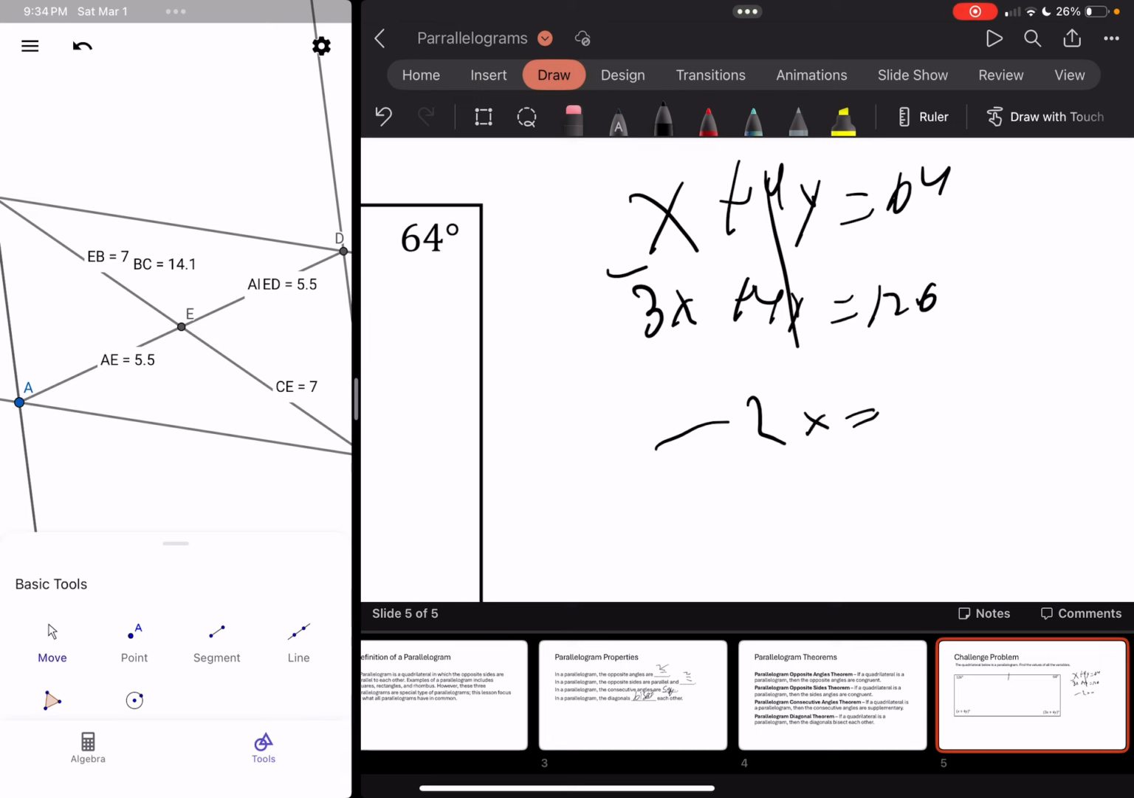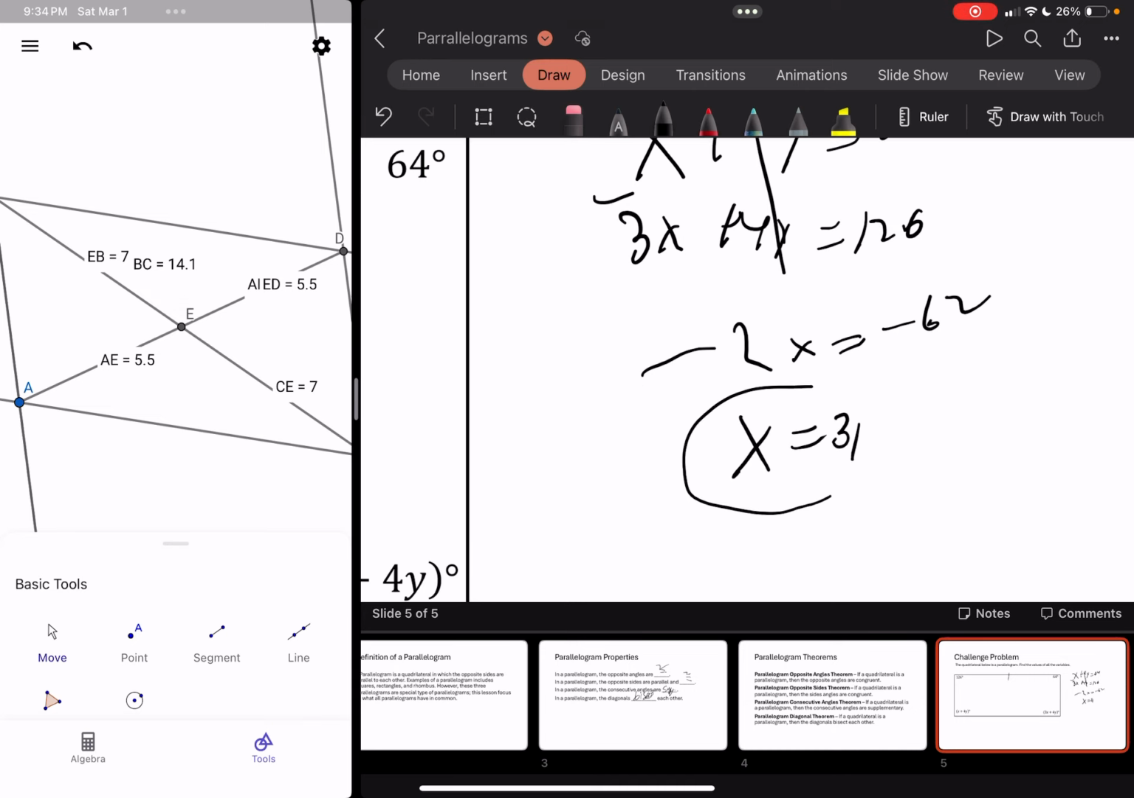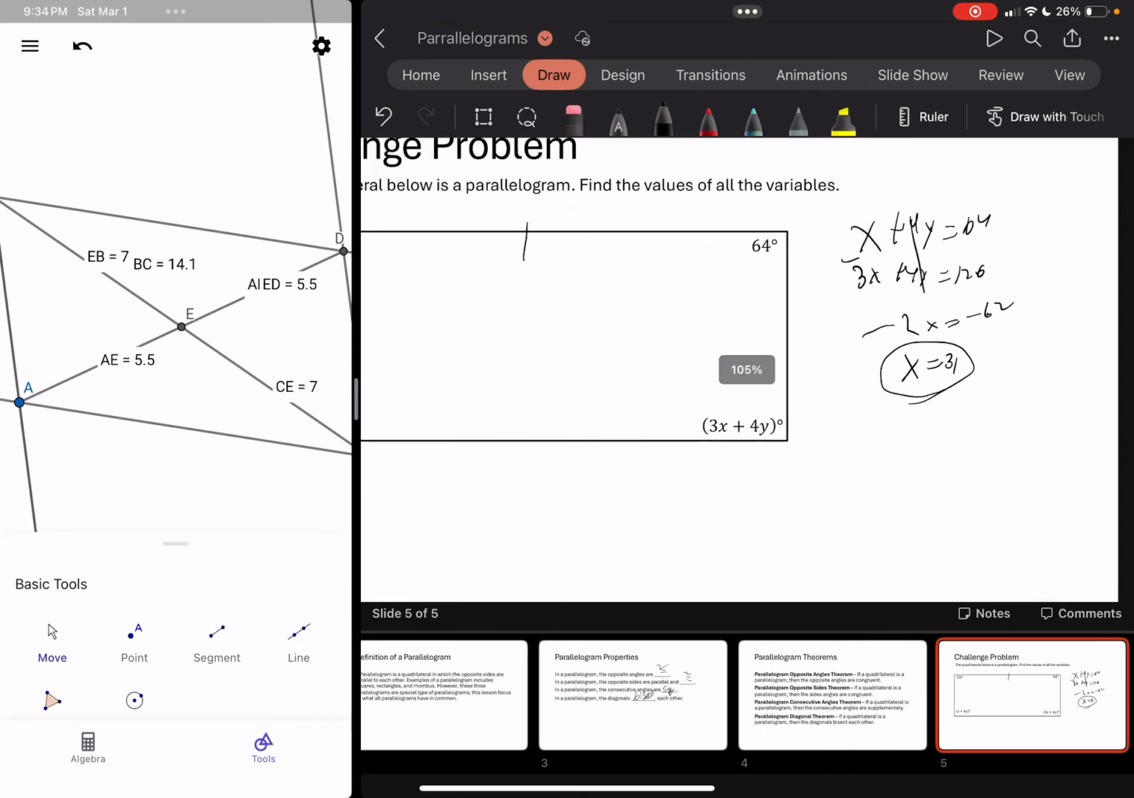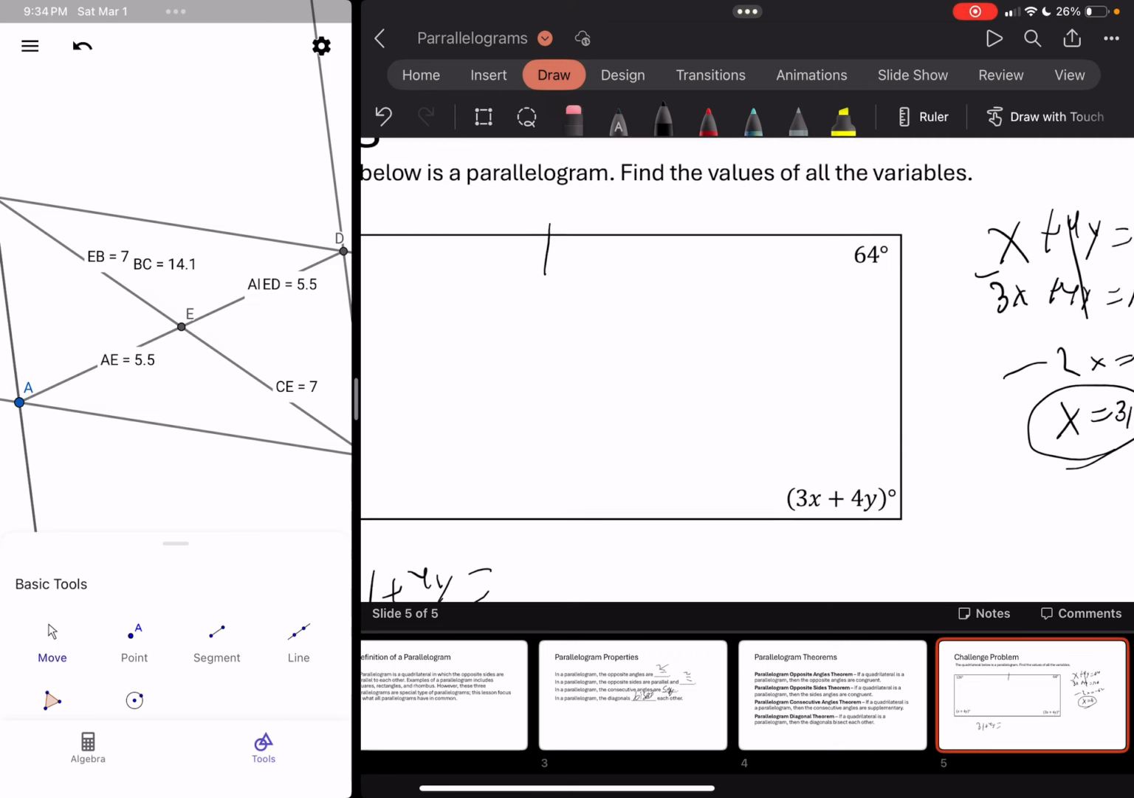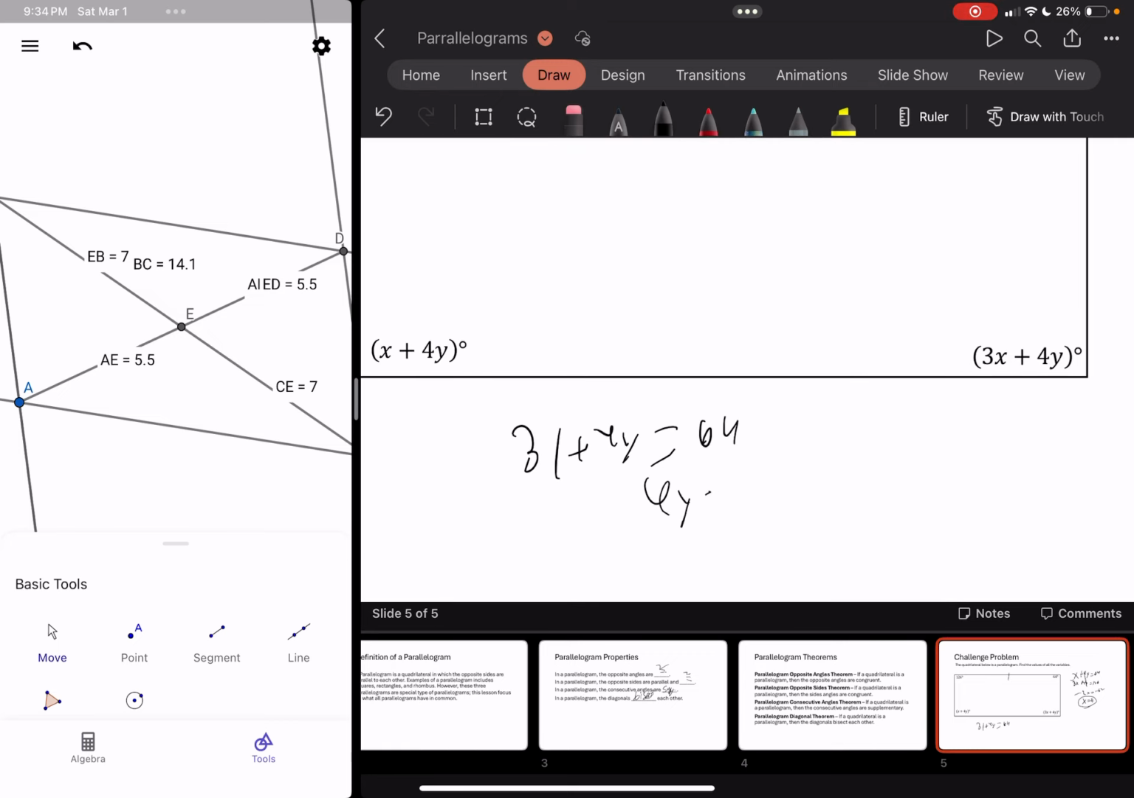And I'll get a calculator. So 64 minus 126 is negative 62. So x equals 31. And because x equals 31, let's see. 31 plus 4y equals, what is that? 64. 4y equals 64 minus 31, so y equals 33 over 4. So those are our two solutions. Those are the values of the two variables. And using the different properties of parallelograms to find these is what allowed us to solve them.